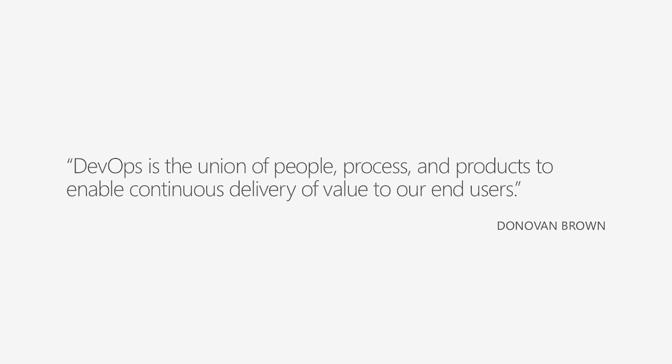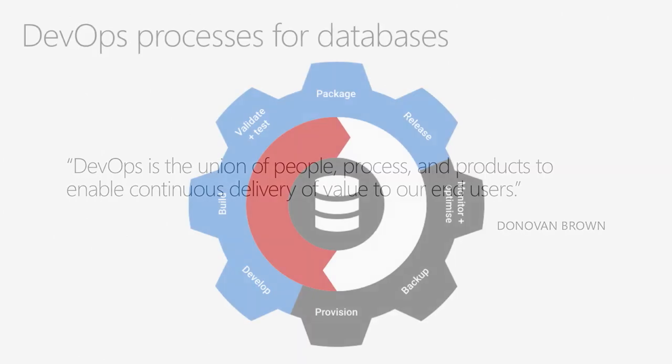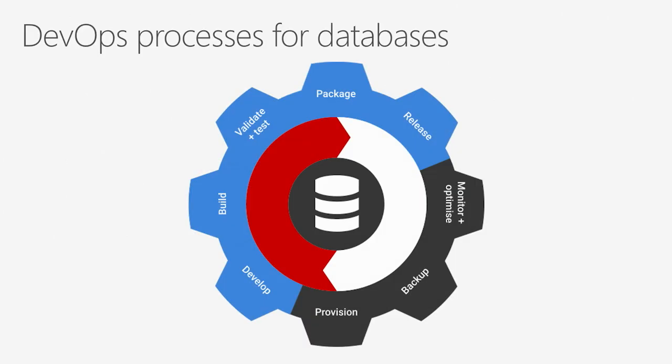So I want to start with this quote from Donovan Brown, who's a principal program manager at Microsoft. DevOps is the union of people, process, and products to enable the continuous delivery of value to our end users. Now, crucially in the quote is the idea that you can't just adopt a product and be doing DevOps. It's about three things coming together: the group of people, adopting a process, and using a product to help them with that process. On the diagram here, you can see the DevOps processes as they apply to databases.